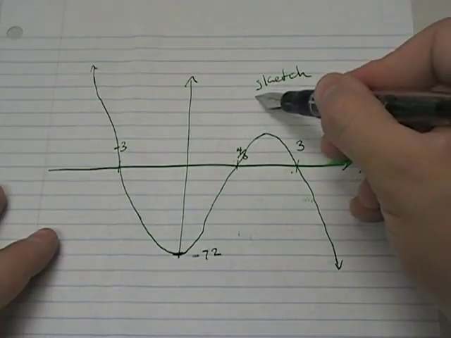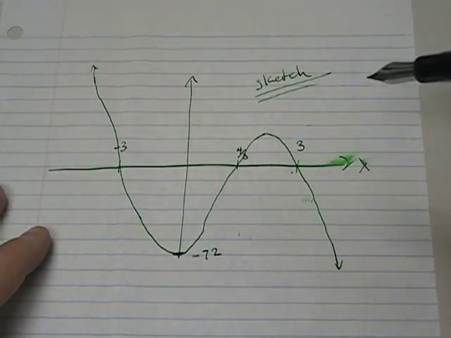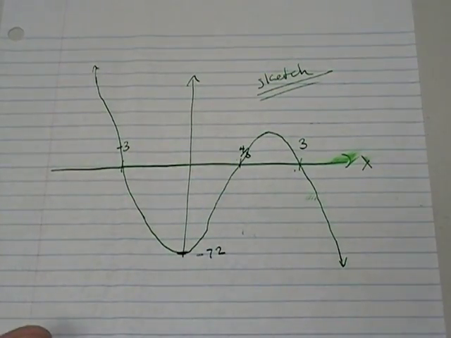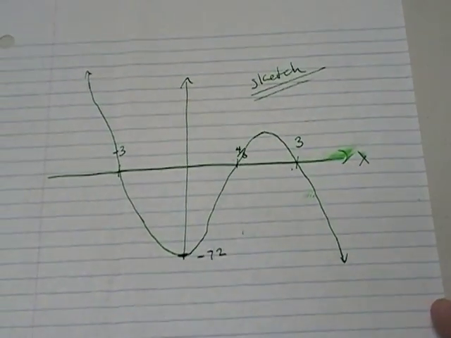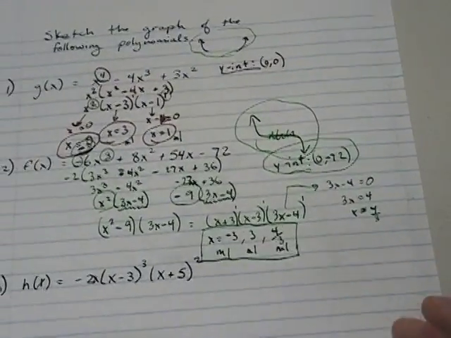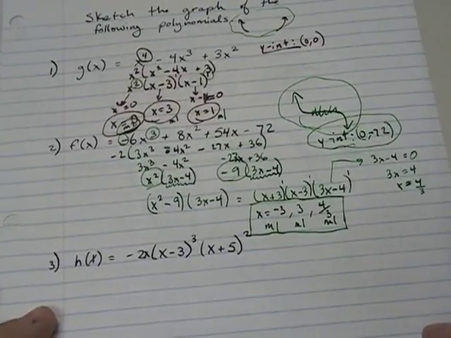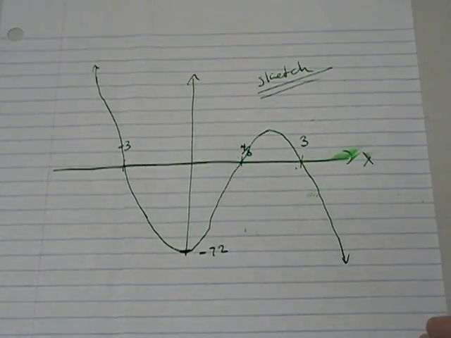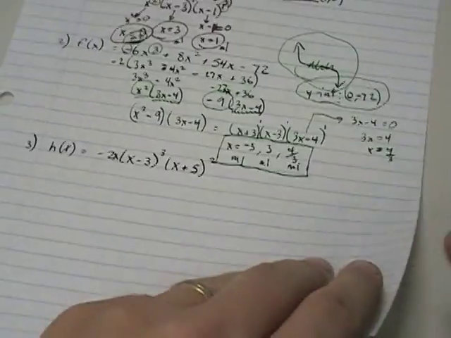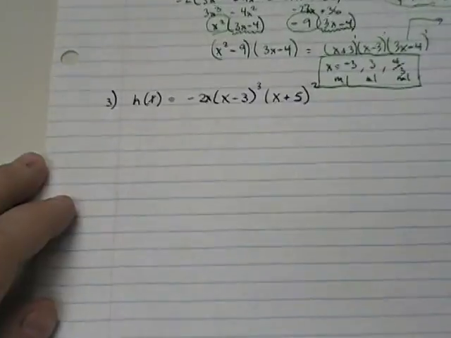And the important thing to remember here, folks, is this is a sketch. It is a quick way to look at what this polynomial will look like. Okay? So that sketch goes with this second polynomial. Zeros at -3, 3, and 4/3.